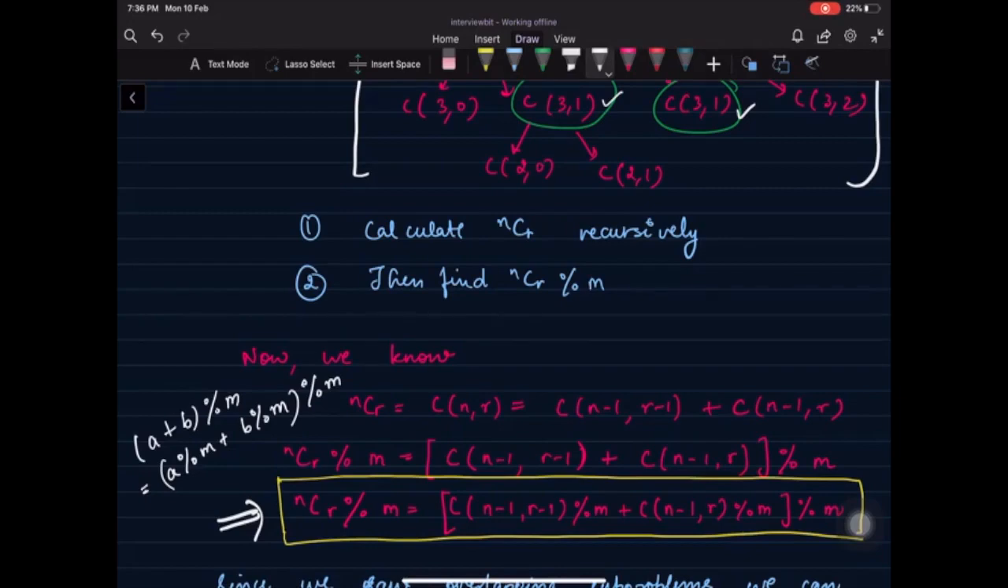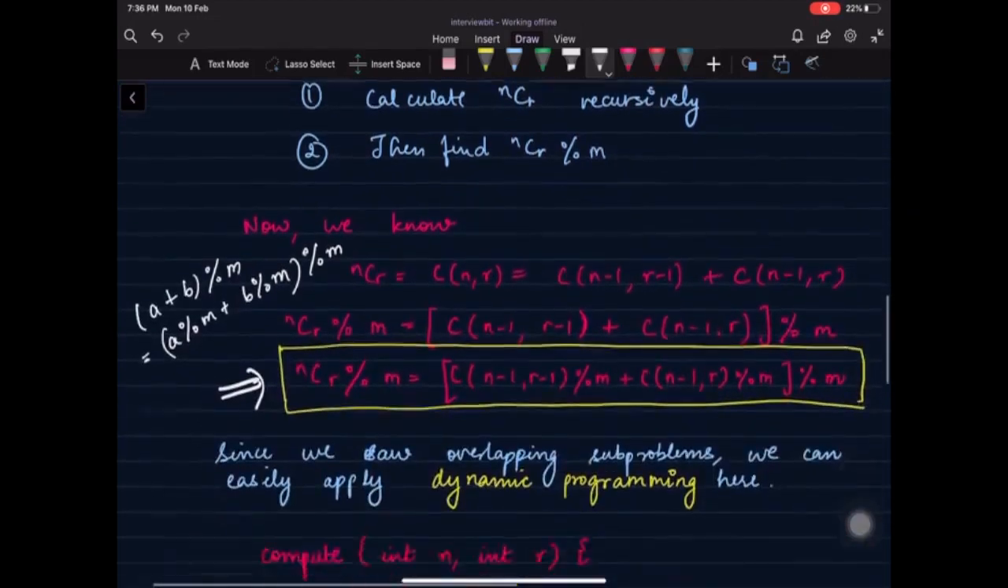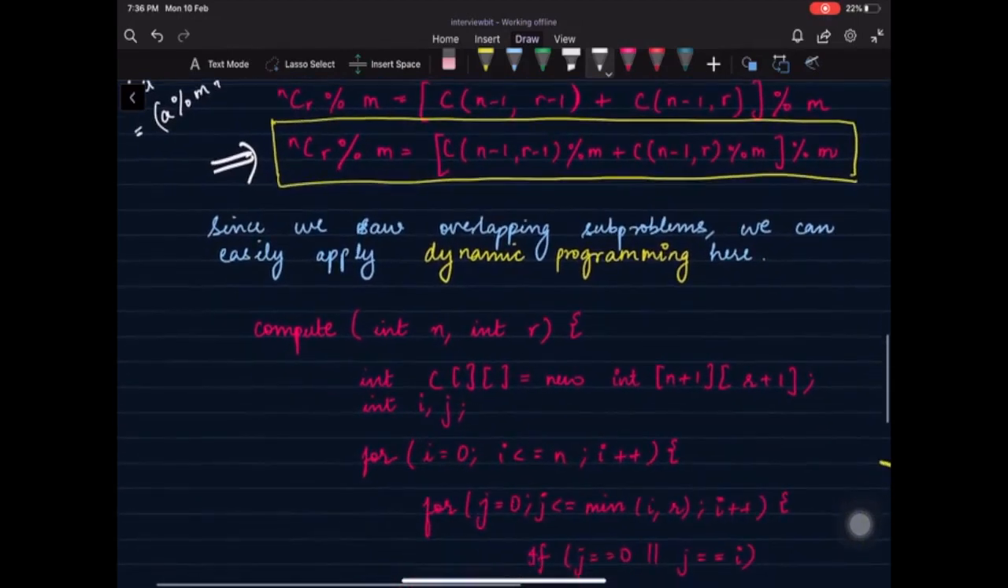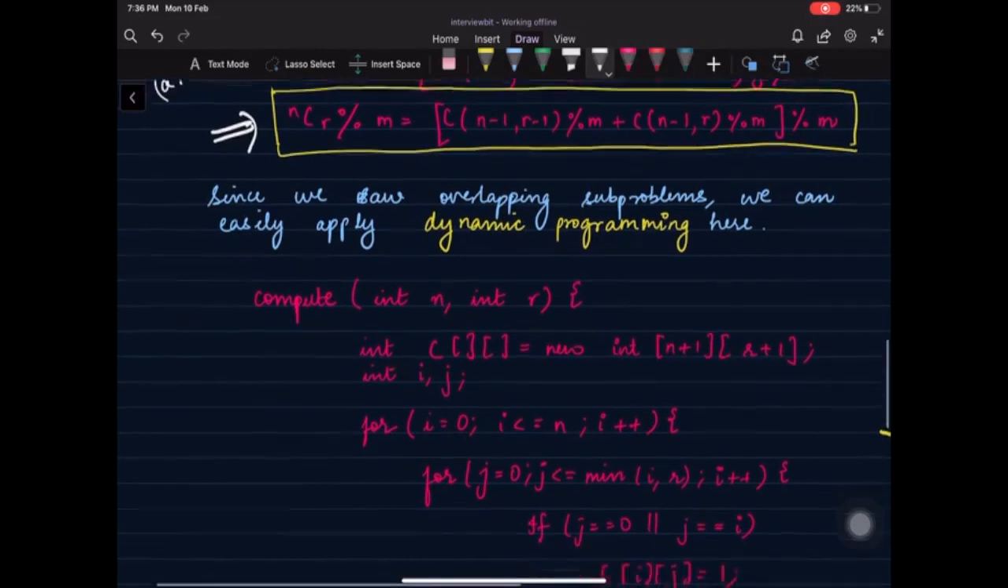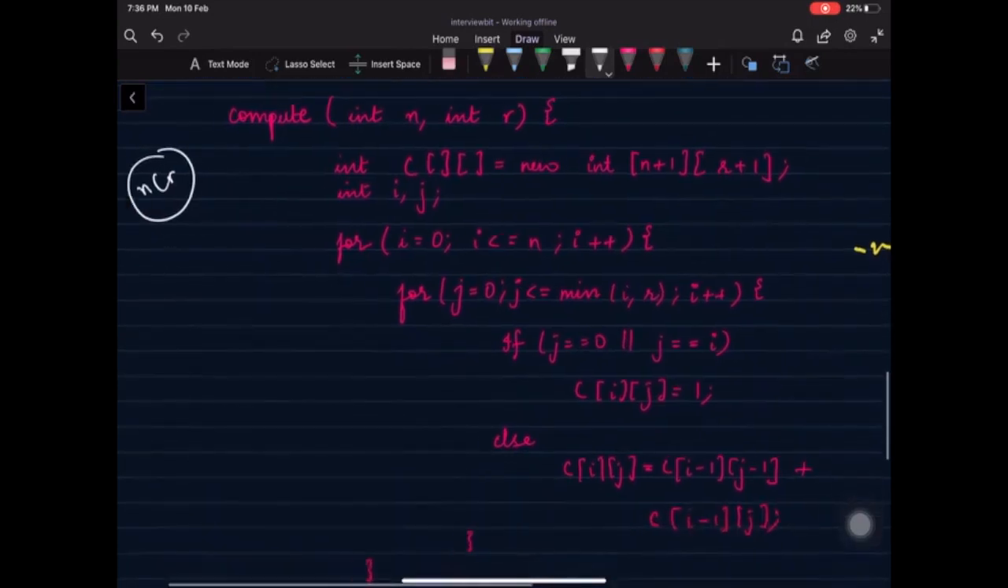Now we saw that we have some overlapping problems present in this recursive tree, and to solve this problem in a better way we can follow the approach of dynamic programming and calculate the value of nCr in a better time complexity, right? So we follow the dynamic programming approach here because we saw some overlapping problems. Now let's see the pseudocode to actually compute the value of nCr in an effective manner.